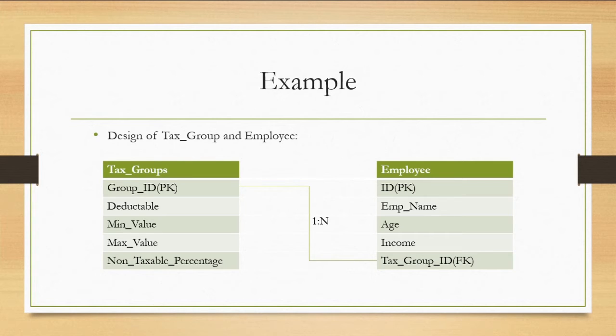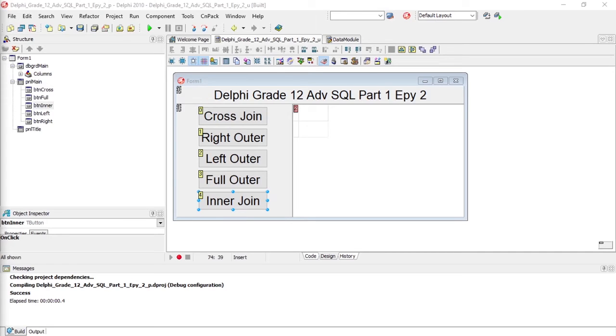This relationship is a one-to-many relationship. Let's look at the example. And here we have an example.